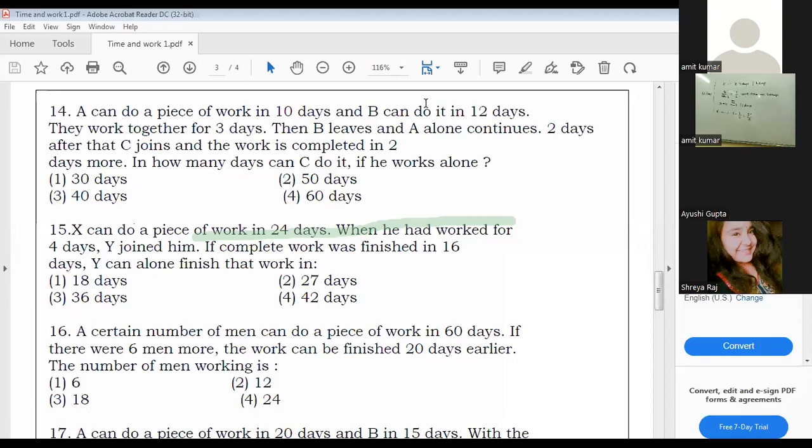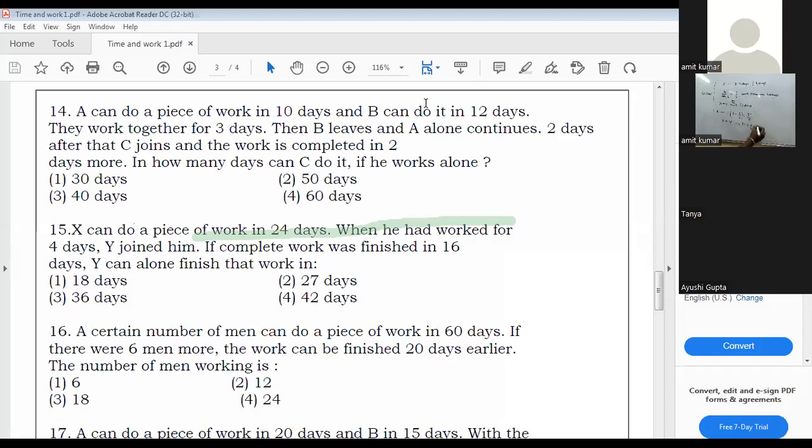So you did not solve it by the efficiency method. You have used another method, the one mentioned in Aryan's book, right? Yes, sir. Don't worry, we will try to solve by this method also. X plus Y can do the whole work in how many days? 5 into 6/5.